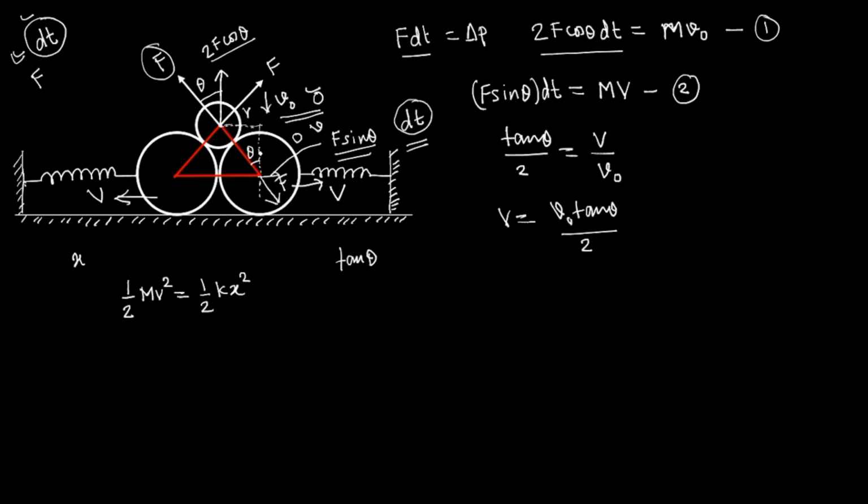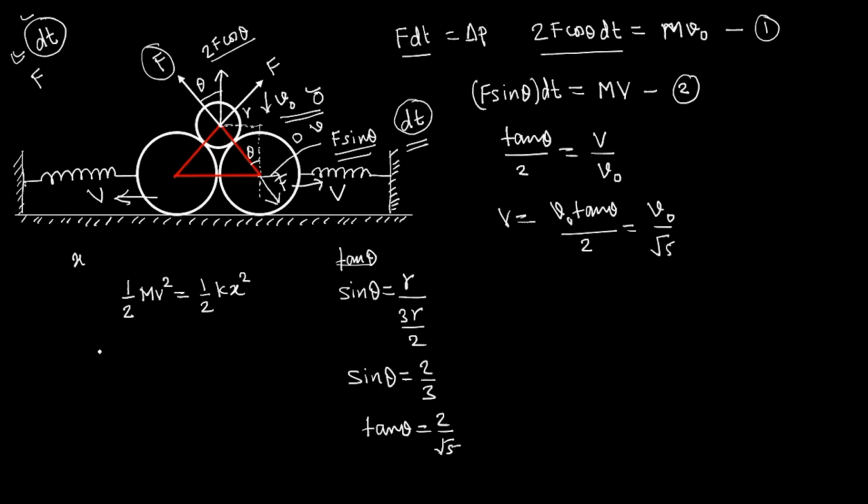Let us not write tan theta, we'll write sin theta. Sin theta will be perpendicular upon hypotenuse. Perpendicular is R and hypotenuse is R plus R by 2, that is 3R by 2. So sin theta is 2 by 3. Accordingly, we can find the value of tan theta as 2 by root 5. Tan theta is 2 by root 5. So here you get V equal to v0 by root 5.